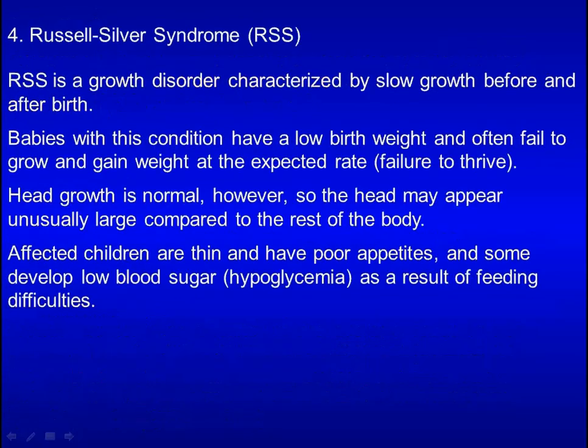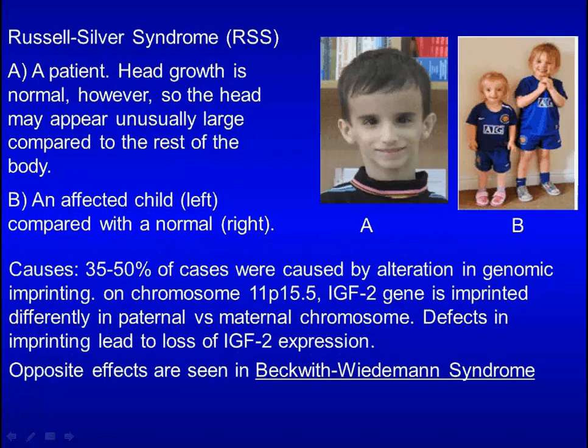The fourth condition is Russell-Silver syndrome. Babies with this condition have a low birth weight and often fail to grow and gain weight at the expected rate. So this is a normal girl, and this is a girl with this condition. Head growth is normal. As a result, the head may appear unusually large compared to the rest of the body.